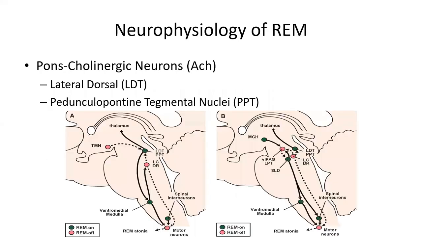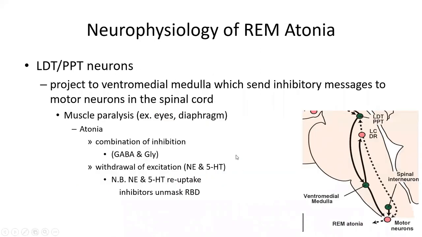So we'll talk a little bit about the neurophysiology of REM. We alluded to this earlier when we talked about the different nuclei that are involved in production of acetylcholine, so the lateral dorsal tegmentum and pedunculopontine tegmental nuclei. You can see here the green is REM on and the pink is REM off. And this drives down into the motor neurons themselves and leads to atonia.